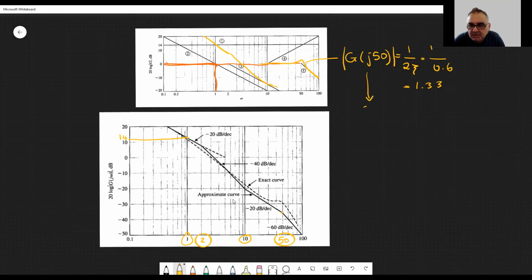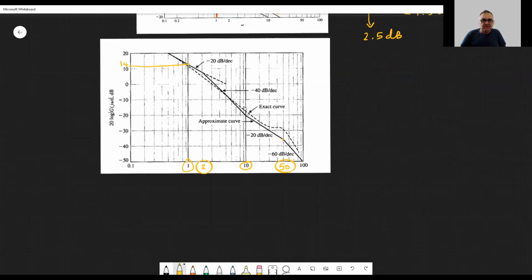This will be 2.5 dBs actually, if I'm not wrong. So it goes up 2.5 dBs upwards from the approximate curve, although it doesn't look like it, it looks more. So there is a resonance there. Anyway, this is the exact curve. If you draw it, you are going to get something like this, the one on this dashed line.